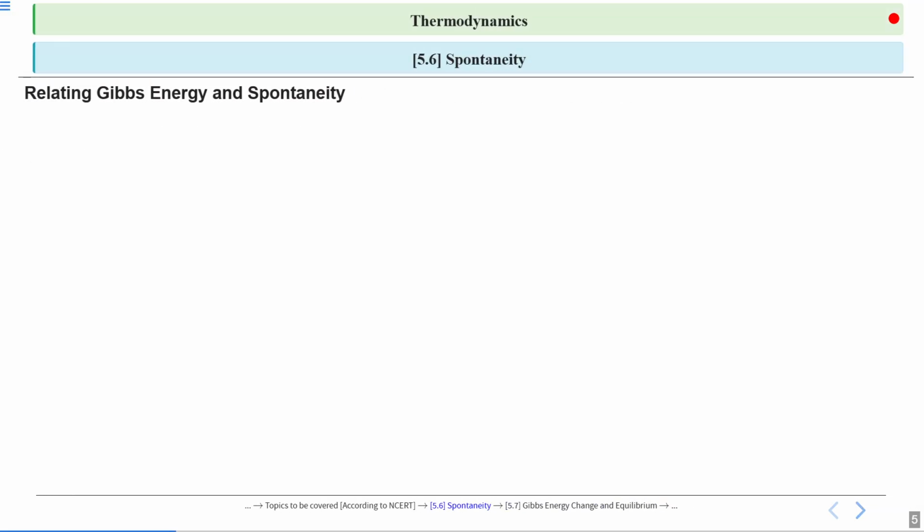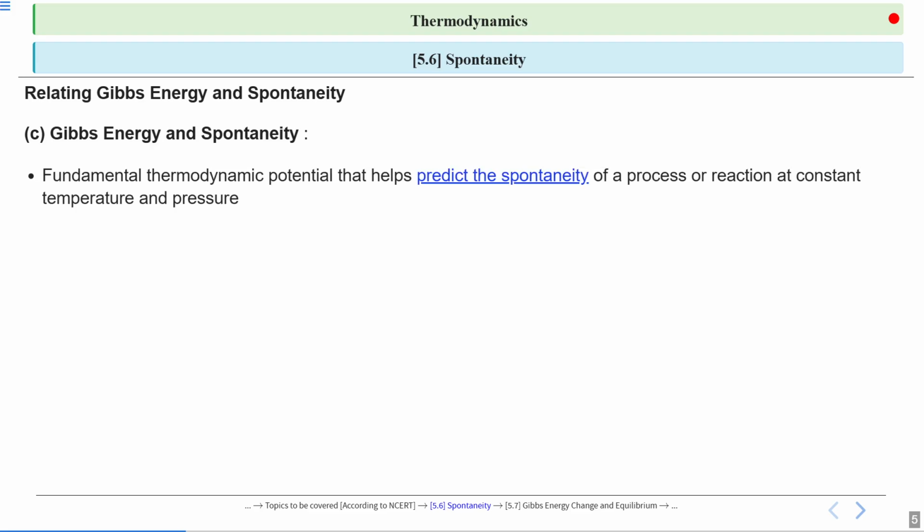So first, let us try to relate the Gibbs energy and the spontaneity. Now, the Gibbs energy is a fundamental thermodynamic potential, and its most important part is it helps us to predict the spontaneity of a process, right? So this is the most important and fundamental reason for developing the state function known as Gibbs free energy. We tried to use the enthalpy, we failed there. We tried to use the entropy, we also failed there because of some limitations. Now we are moving on to a new function known as Gibbs free energy to decide the spontaneity.